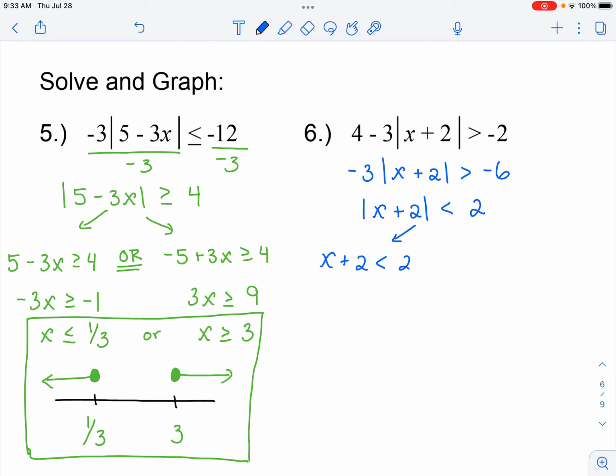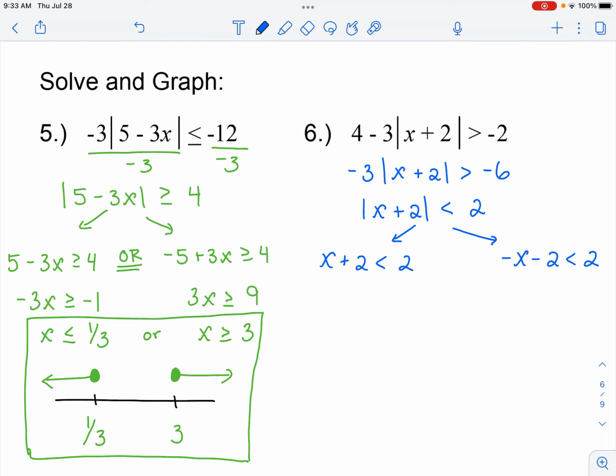I'm going to do x plus 2 is less than 2. My second case is going to be -x minus 2 is less than 2. I'm going to negate the inside so I don't have to worry about flipping the symbol. But I've got to decide now, should this be an and graph or should this be an or graph?